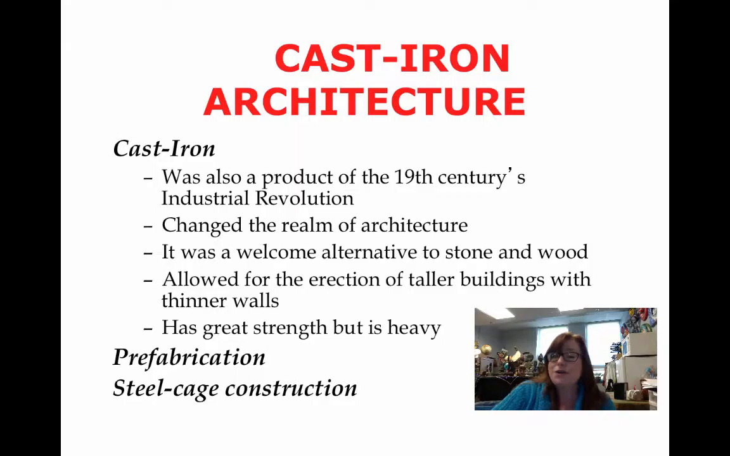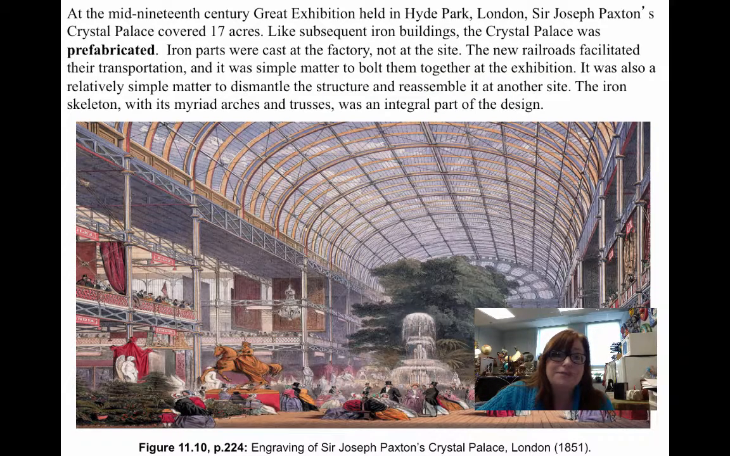What it allowed for is something called prefabrication, where you could assemble the materials off-site at a factory and then bring them already made to the site and assemble them, and also something leading into steel cage construction, which allowed for the creation of skyscrapers. So let's have a look. So this is an early example of a prefabricated building, which unfortunately no longer exists, but this was a hugely popular place in the 19th century.